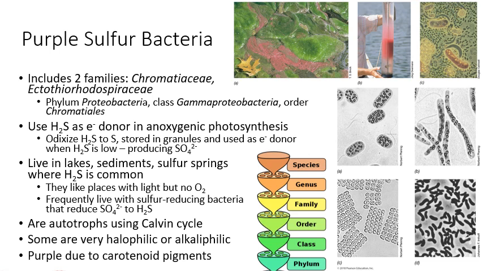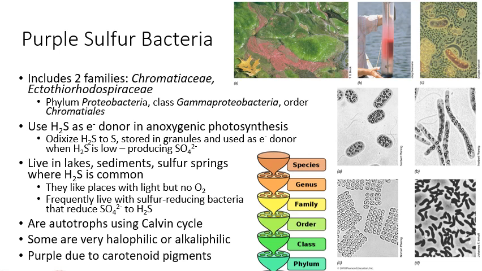A lot of the time they like to live with sulfur-reducing bacteria or sulfate-reducing bacteria, because those are the ones that produce hydrogen sulfide. They would either be reducing sulfur to hydrogen sulfide or sulfate to hydrogen sulfide. Then the purple sulfur bacteria will turn around and use that hydrogen sulfide as an electron donor, producing first sulfur and then again sulfate. Your purple sulfur bacteria are all autotrophs that use the Calvin cycle to fix their carbon.